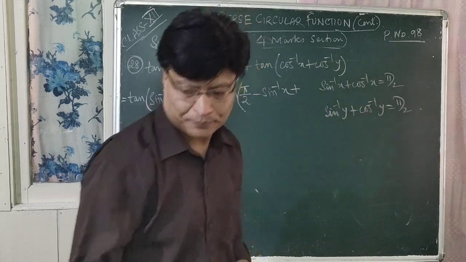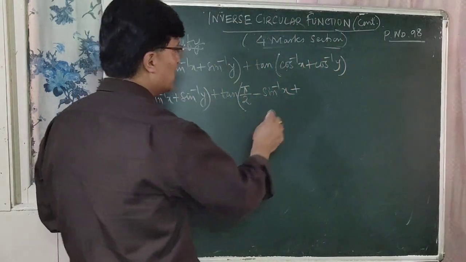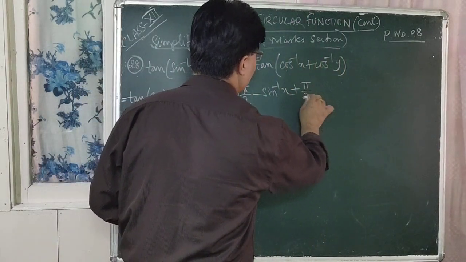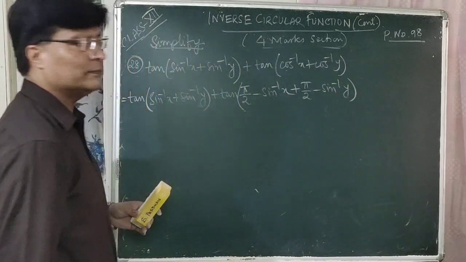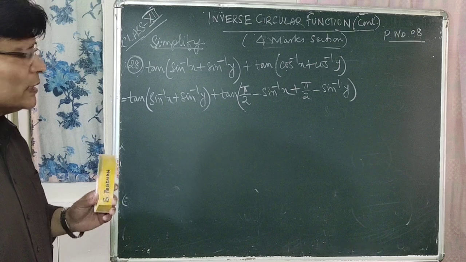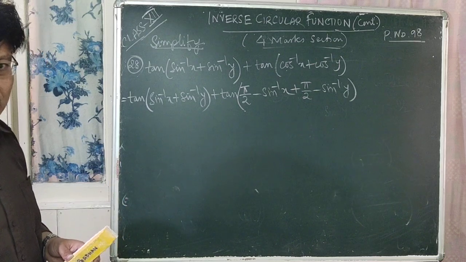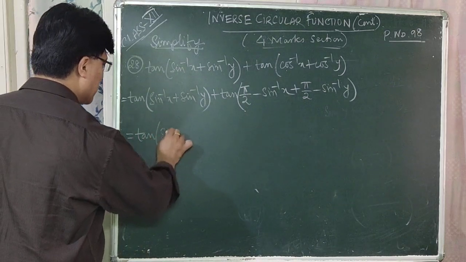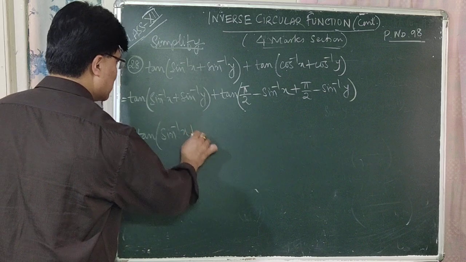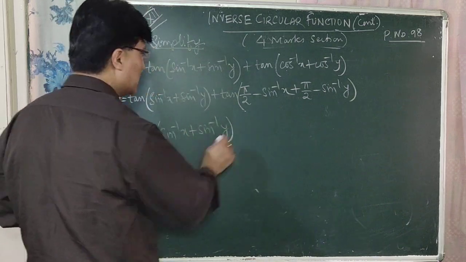Is that clear? Now you know that cos inverse y is pi by 2 minus sin inverse y. Is that clear? What is cos inverse y in terms of sin inverse y? It is pi by 2 minus sin inverse y. Clear? So which is equal to tan of (sin inverse x plus sin inverse y), right?